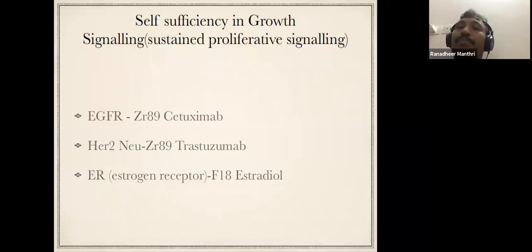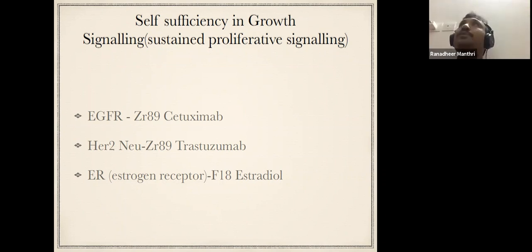This presence of elevation of epidermal growth factor receptor, which is commonly seen in non-small cell lung cancers, colonic cancers, and all. So these can be targeted, and we will know which patient is having more EGFR signaling, who can be benefited by anti-EGFR molecules like cetuximab, or EGFR can be treated with TKIs like erlotinib, gefitinib, and all.